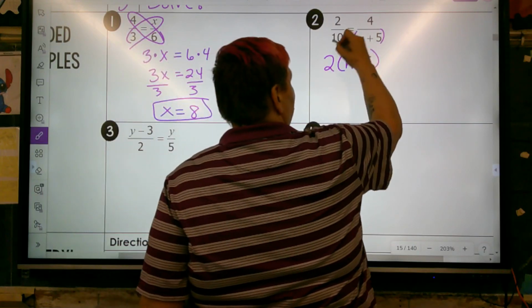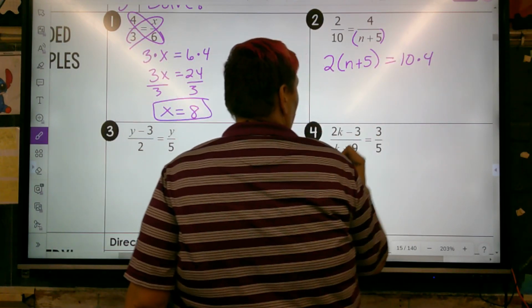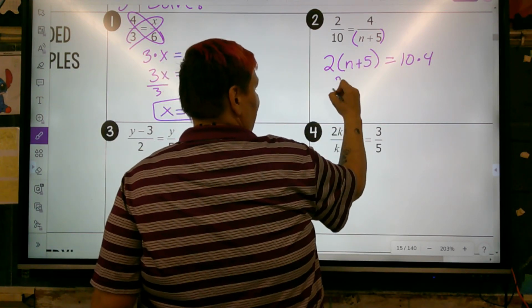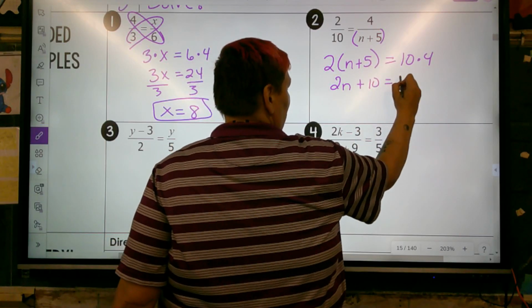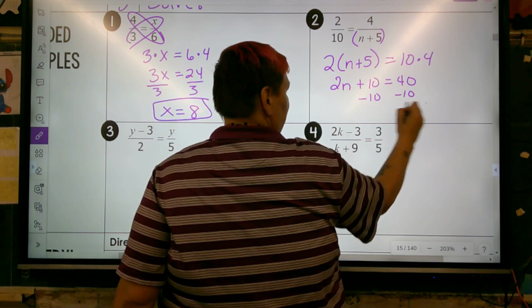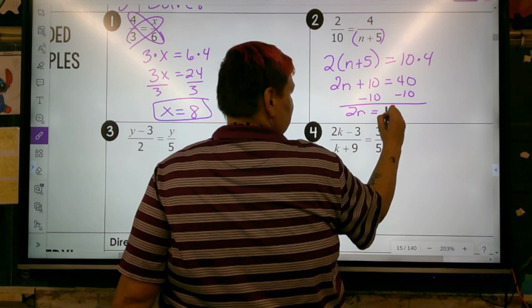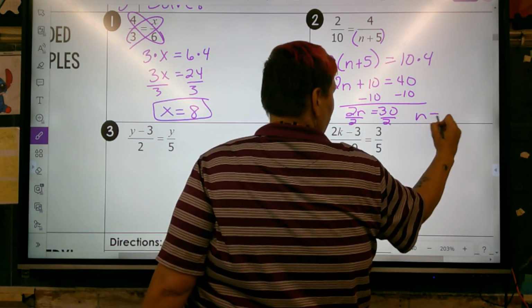And then 10 times 4. Now you can distribute: 2n plus 10 equals 40. Get rid of the constant. 2n equals 30. Get rid of the coefficient. N equals 15.